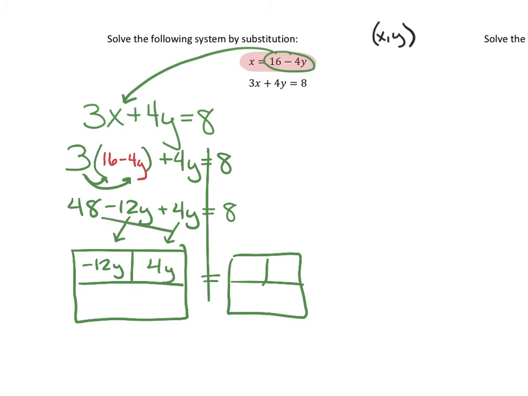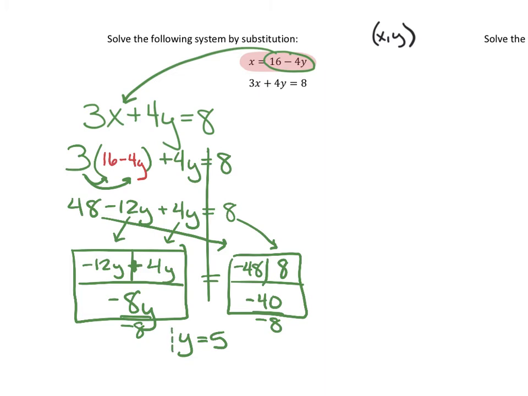taking that 48 to the other side. Oop, cross the line, change the sign. We're going to add together the things on the top. So -12y plus 4y is -8y. And -48 plus 8 is -40. Divide by the coefficient of y, divide by the coefficient of y. We would see that y is equal to 5. That is the first half of this problem.